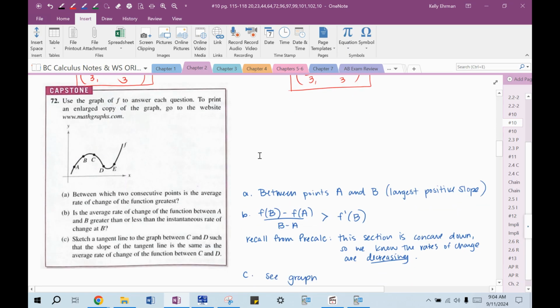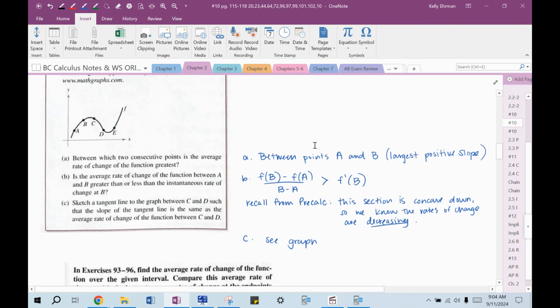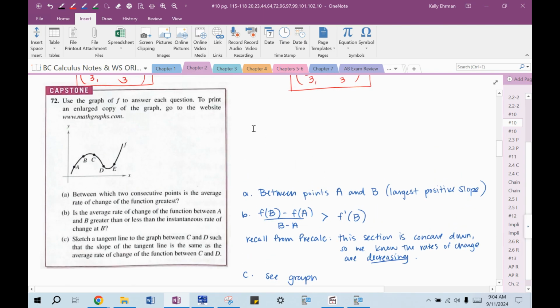Okay, next problem. I didn't erase my explanations for this just to save time on the video, but I will talk through this. We're using this graph to answer these questions. Between which two consecutive points, so you can't go like A to D or A to E, is the average rate of change, remember that's just secant slope, the greatest? Greatest, we did this in pre-calc a lot, means highest number. So it's not always the steepest slope if some of the slopes are negative.